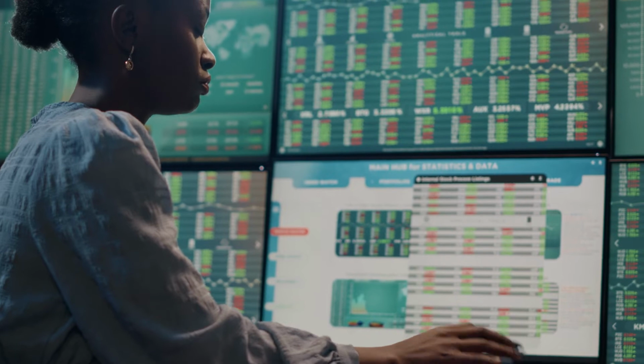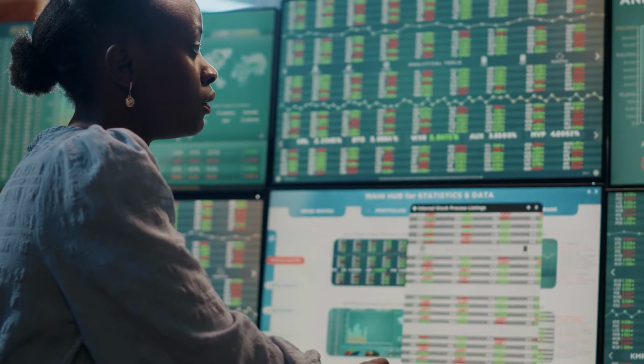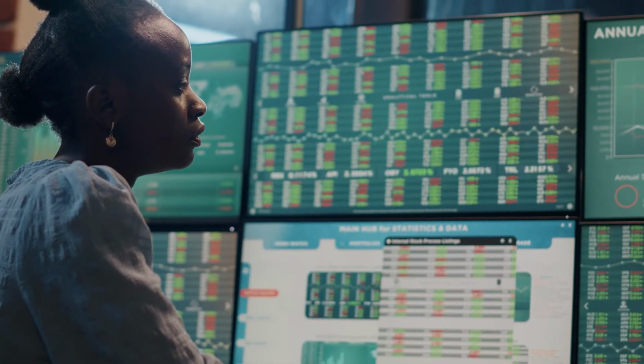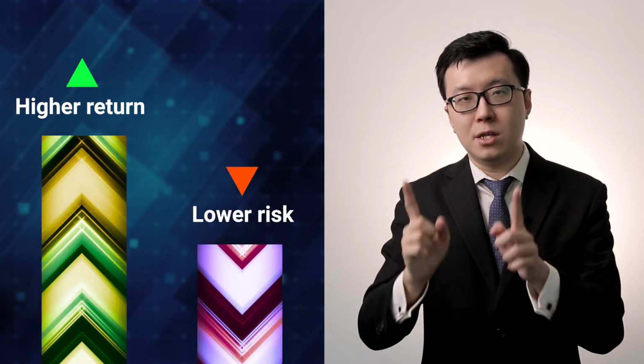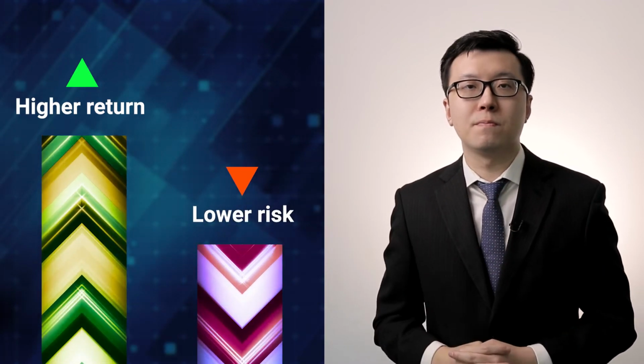Diversification is a risk management technique that mixes a wide variety of investments within a portfolio. The rationale behind this technique contends that a portfolio of different kinds of investments will on average yield higher returns and pose lower risk than any individual investment.